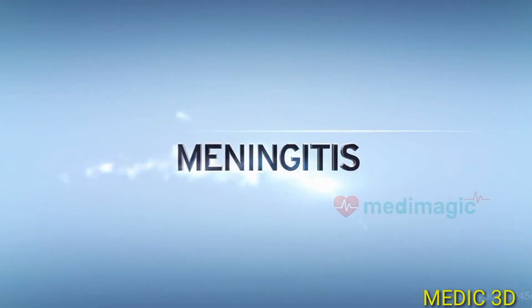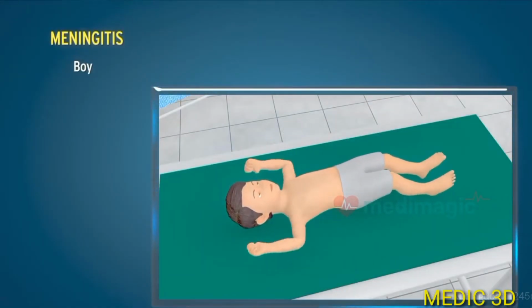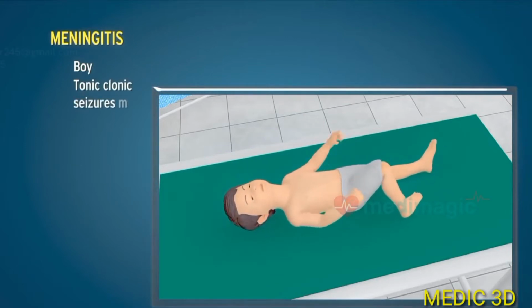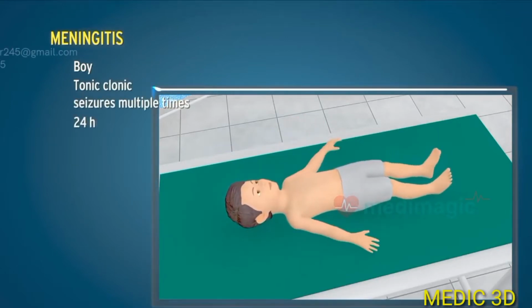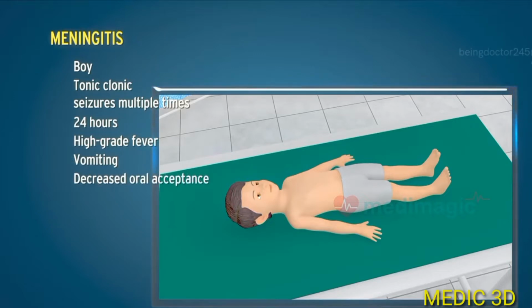Meningitis. A boy was admitted to the hospital after having experienced tonic-clonic seizures multiple times in the last 24 hours, along with high-grade fever, vomiting, and decreased oral acceptance.